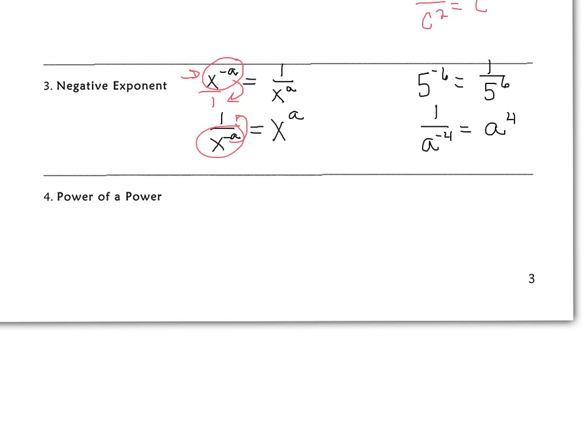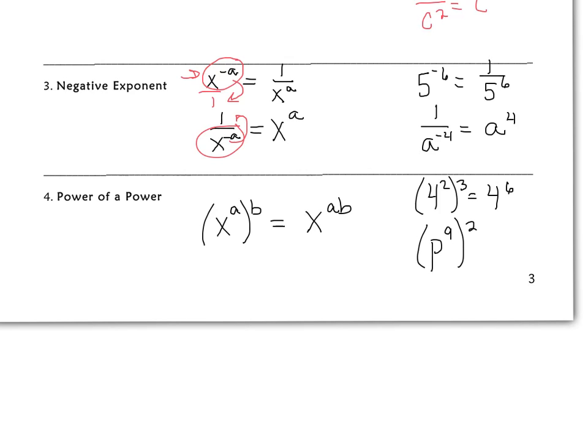Okay, a power of a power. Definition: if I have x raised to the a and then that is raised to the b, that would equal x to the a times b. So if we have, for example, 4 squared and that's raised to the 3rd, that would equal 4 to the 6th. Or with variables, if I had p to the 9th and then that's being squared, it would equal p to the 18th.